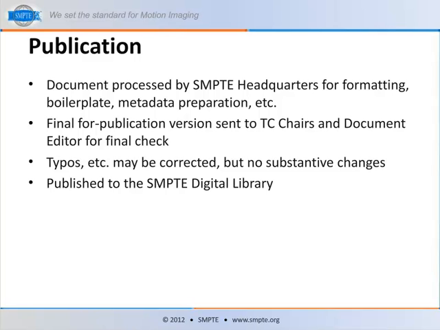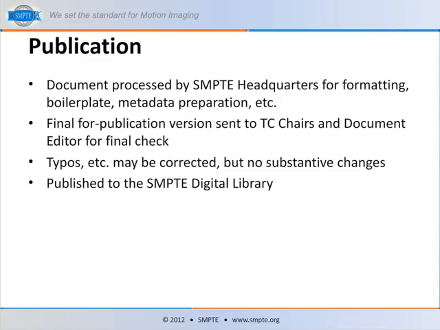And then finally it goes into the publication process at headquarters, where we check the formatting, make sure the boilerplate paragraphs are there, and create the metadata that's necessary for the online publication. We send a final version check to the chairs of the technology committee and the document editor to make sure that typos have been picked up, there aren't any errors crept in the preparation of the PDF, and so on. And then finally, when we get the buy-in from those people that the document is indeed as it should be, we publish it to the SMPTE Digital Library.